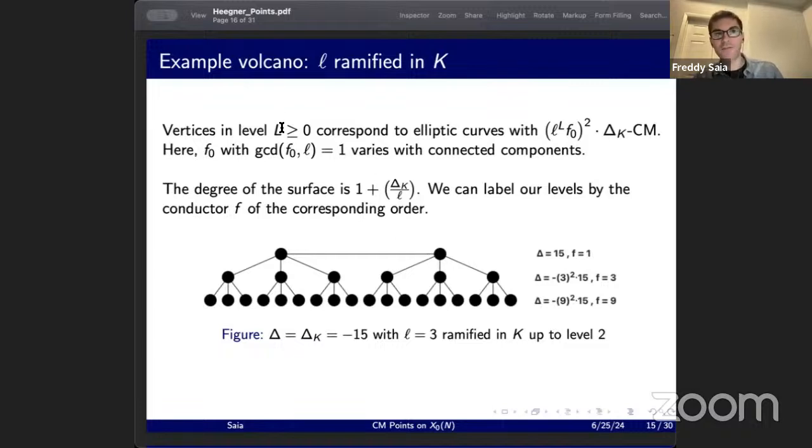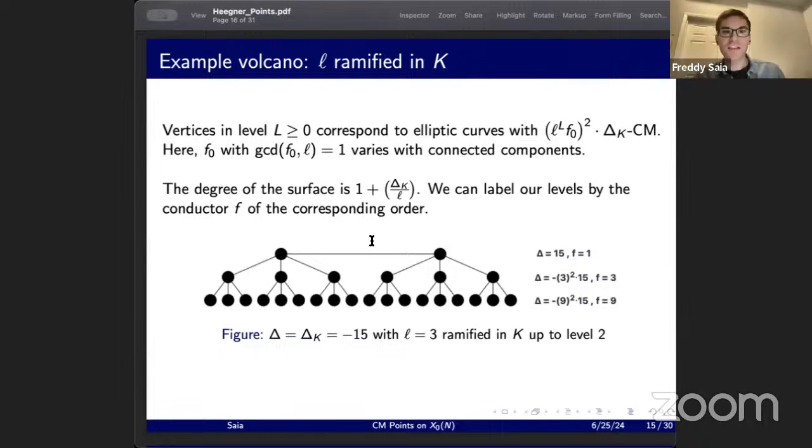So you have levels, right? Here is my level 0, the 2 vertices at the top. Level 1 is the 6 vertices down here, and then you should have 18 vertices down here. Is there an action of the Galois group on this graph?